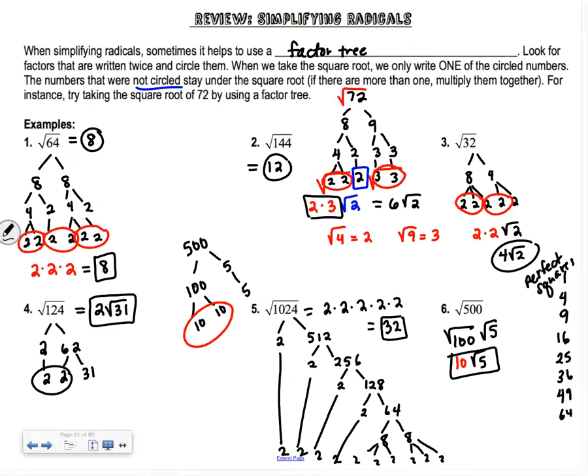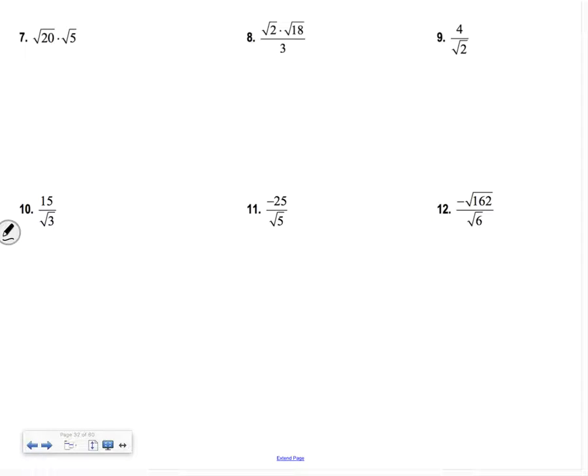Okay, so do you guys see how that works? So we're going to do a couple like that, where we're going to try to skip the factor tree method because we understand why that works now. And we're just going to do a little shortcut here. Okay, so the next one is the square root of 20 times the square root of 5. Well, you can actually multiply those together and say it's the square root of 100. And the square root of 100 we know is 10. Okay, so same thing here. This is the square root of 36 divided by 3. Well, the square root of 36 we know is 6 divided by 3, so our answer then is 2.